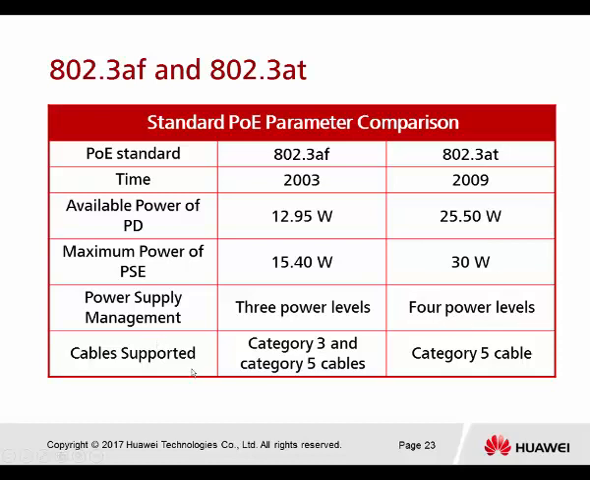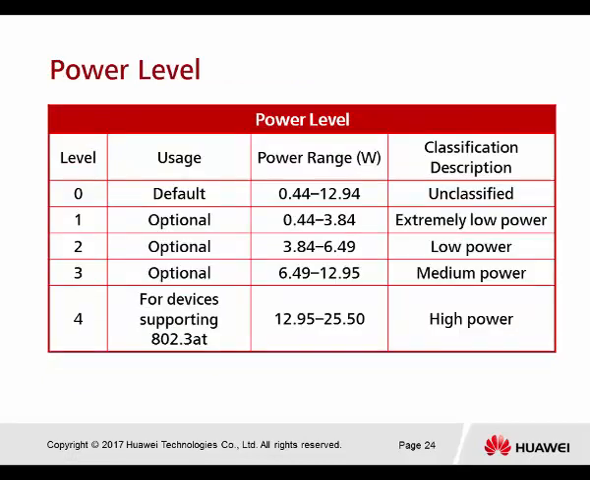For the cable, when we're using the af, we can use either Cat3 or Cat5. If you want to use the at, meaning the power is up to 30 watt, you can only use Cat5 cable. So the power level can be classified into 5 different types. The default is 0. Level 0 starts from the power range 0.44 and ends with 12.94. This is unclassified. This is the default.